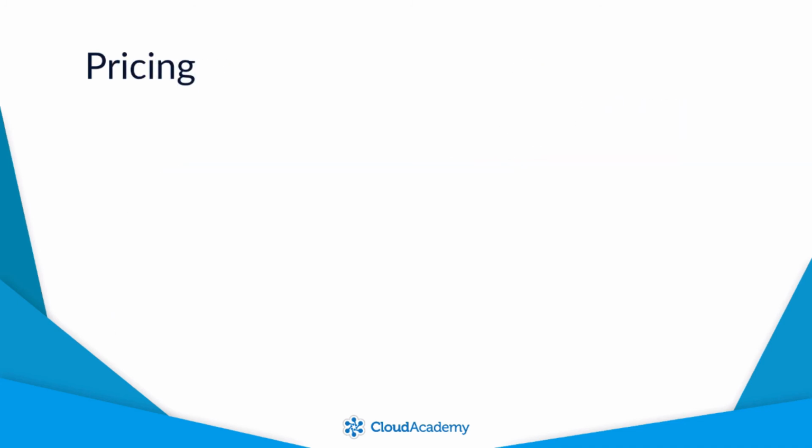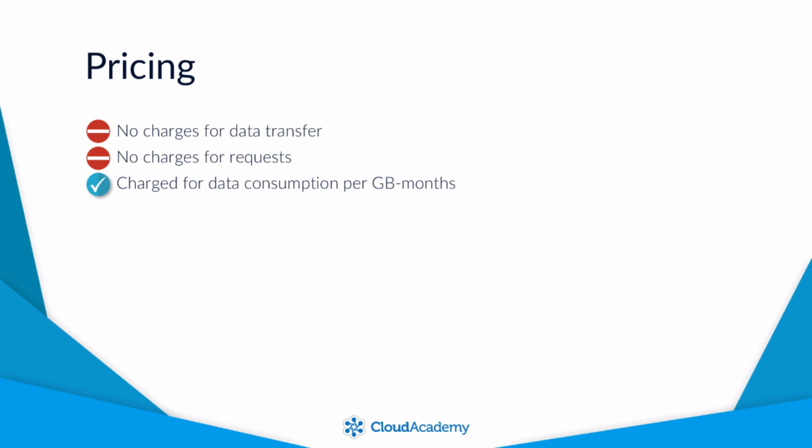The pricing structure is very simple for EFS. There are no charges for data transfer or any charges for requests like we have in Amazon S3 and Glacier. You are, however, charged for the amount of data you consume in per gigabyte months. This allows for the calculation of space used as it fluctuates over the month.